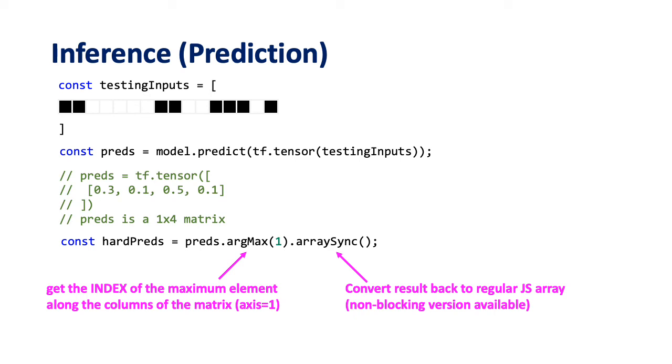Then we convert the result into a regular JavaScript array with the arraySync method, and that allows us to process it in the rest of our code. The result of this will be a regular JavaScript array with a single element 2, which is the index of the square label.